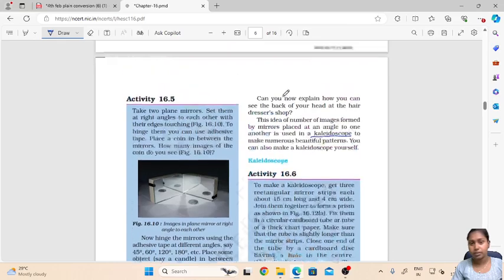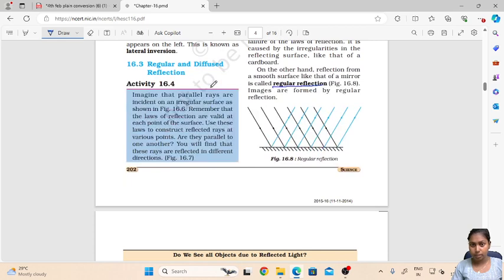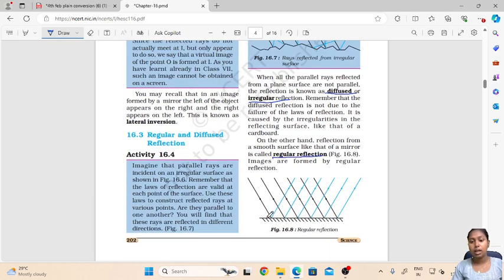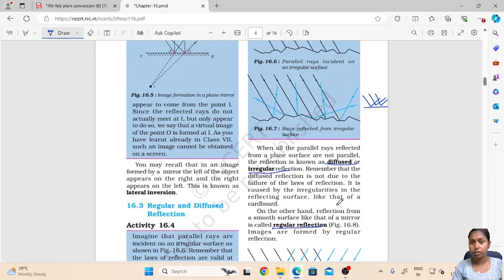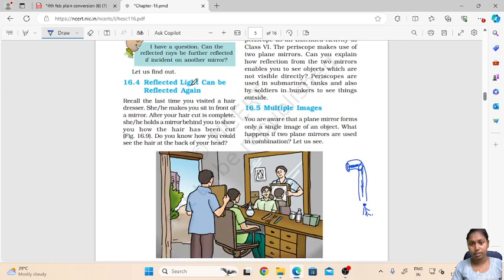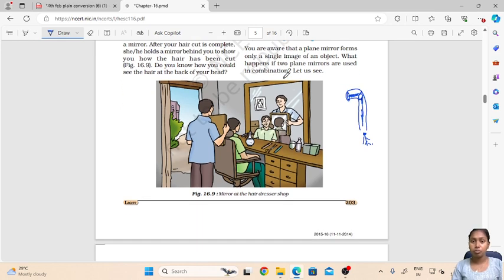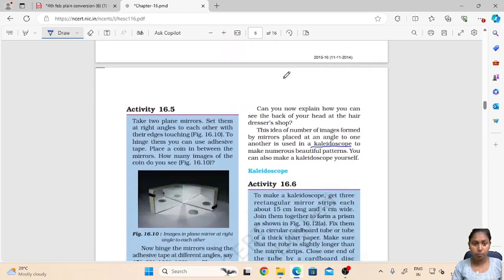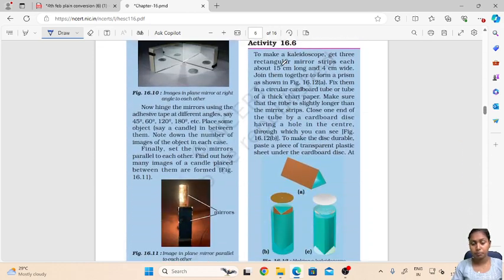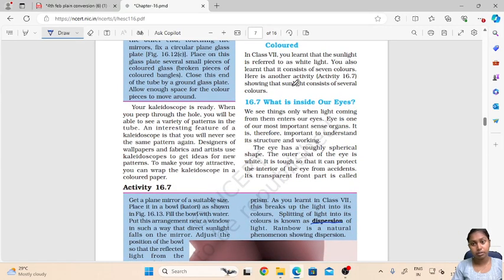So in today's class, we have seen regular and diffused reflections. Regular ones are the ones which have a parallel reflection, and irregular ones have an irregular surface due to which the reflections are not parallel. Then we have seen reflected light can be reflected again. We also know how submarines and others observe things by using multiple images with the use of 2 or more plane mirrors. Then we have seen what a kaleidoscope is and how sunlight is scattered, showing several colors.